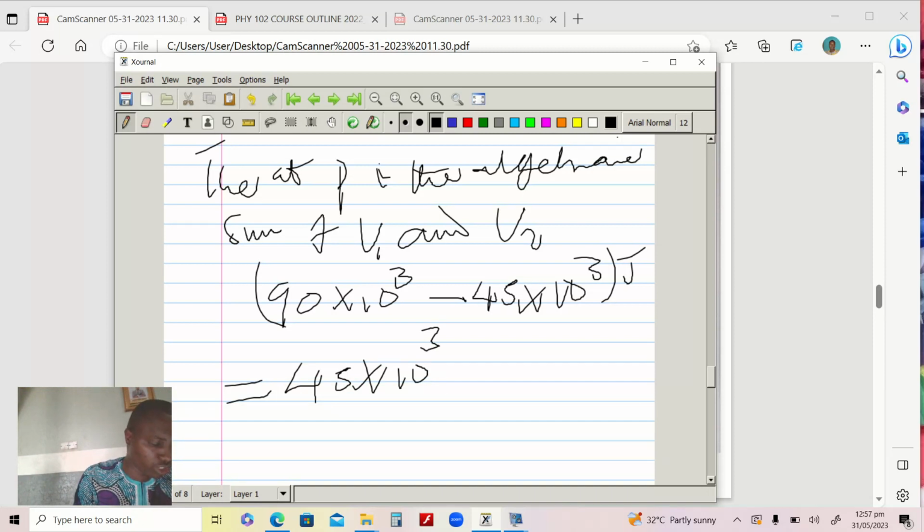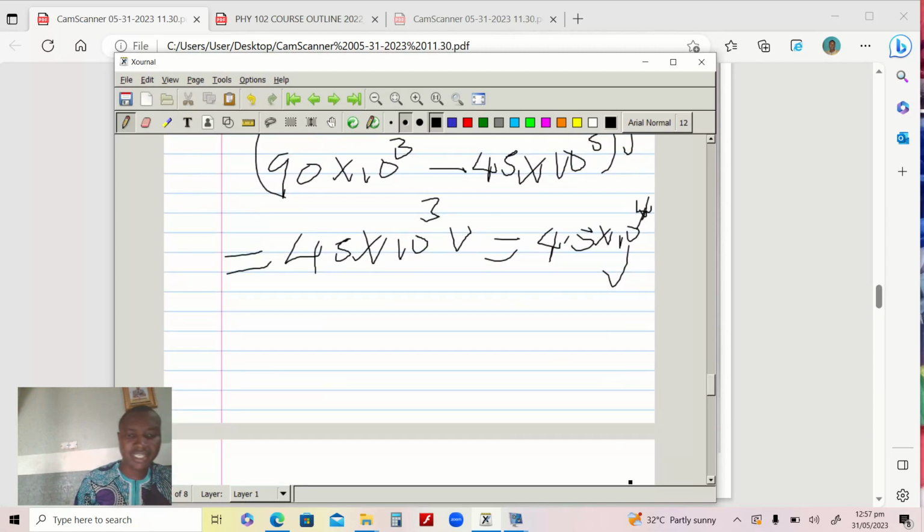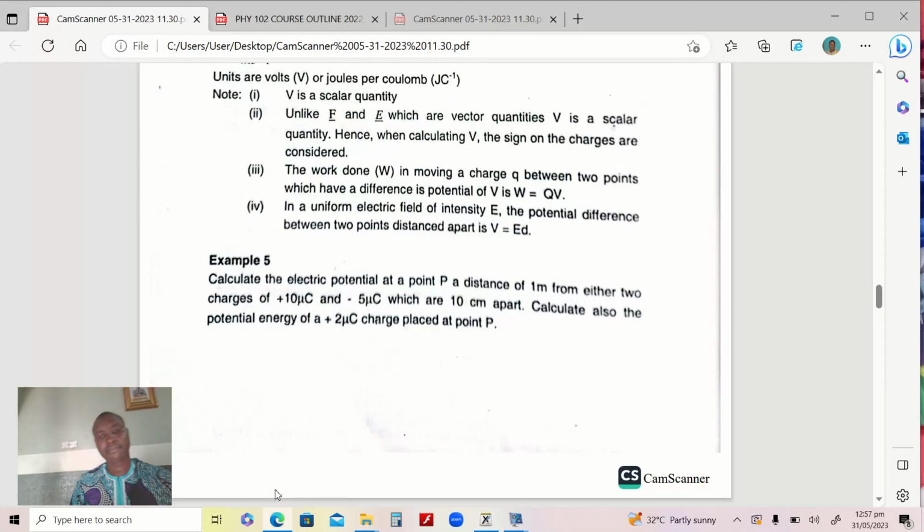So in volts, which is also equal to 4.5 times 10 raised to power 4 volts. So that's what we have from there. Taking note of this, the second question goes further and says, calculate also the potential energy of a +2 microcoulombs charge placed at point P. So we have to do that also.